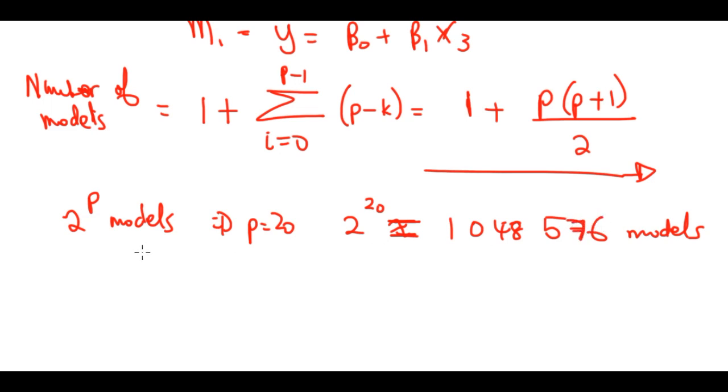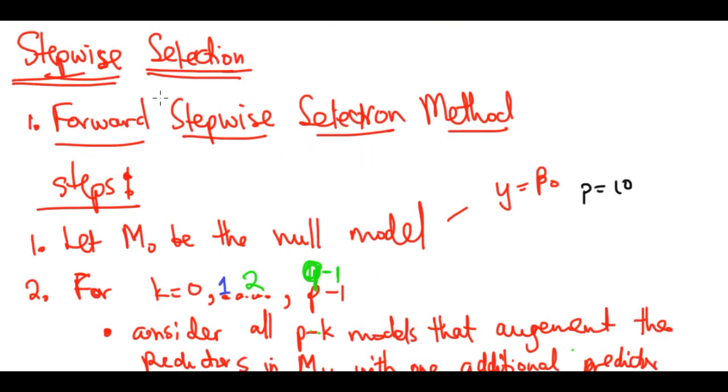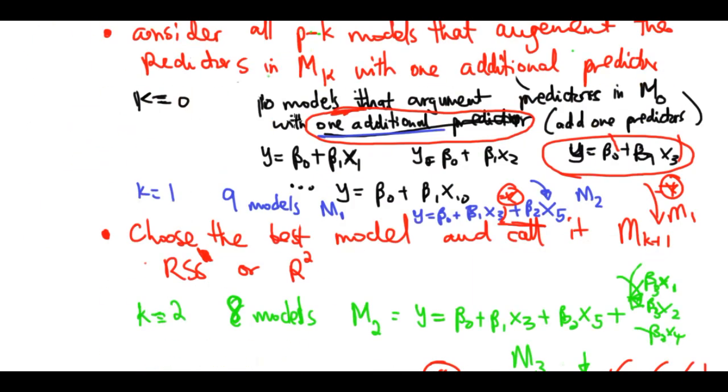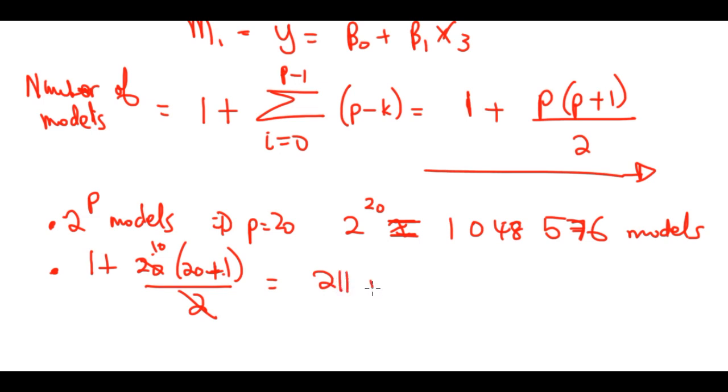And then when we are doing the forward stepwise selection method, what is going to happen is this. We are going to do 1 plus, instead of p, 20 times 20 plus 1, divided by 2, right? So this is just going to be 10 times 21, which is 210. 210 plus 1, 211 models. So we are considering 211 models.